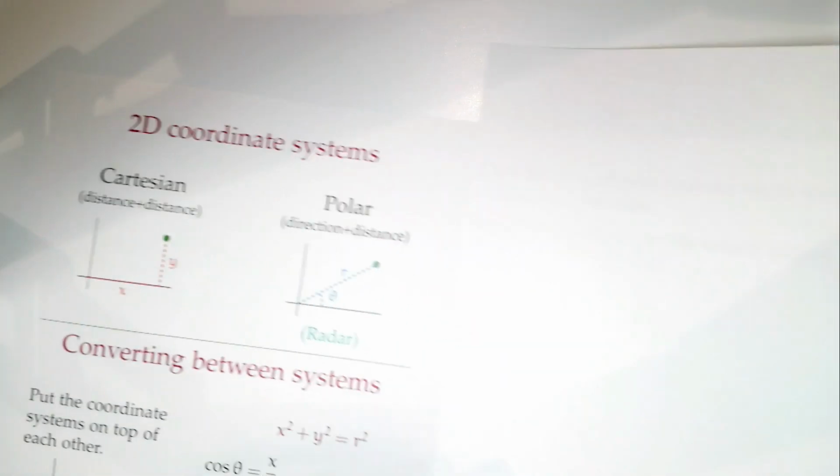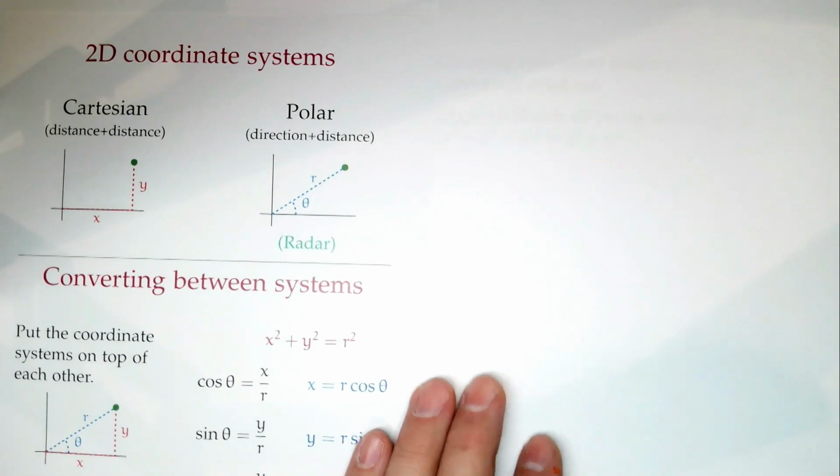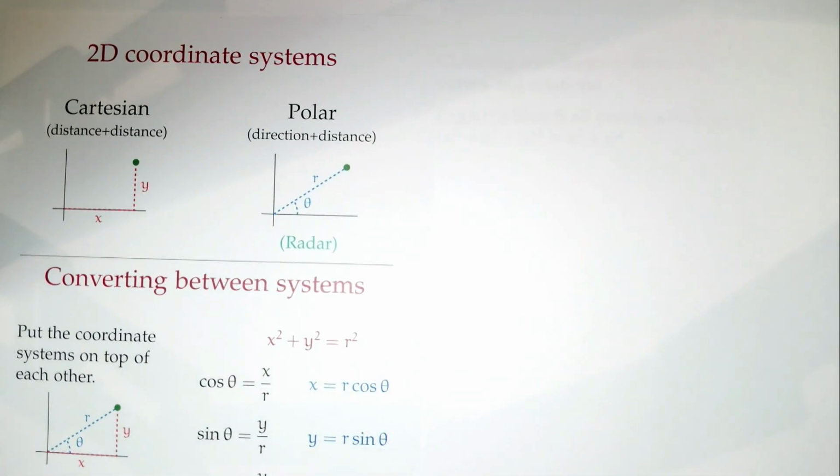So for today, we're going to keep building up our geometrical intuition, and we're going to talk about different coordinate systems. So let's do coordinate systems. Now, we talked about a type of coordinate system last time, and it's called the Cartesian coordinate system. But it's not the only coordinate system out there.